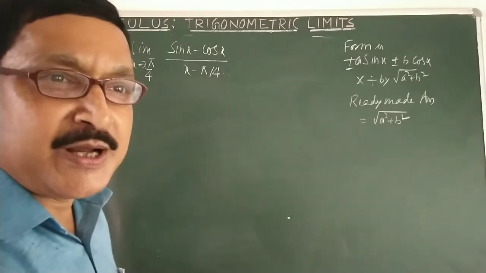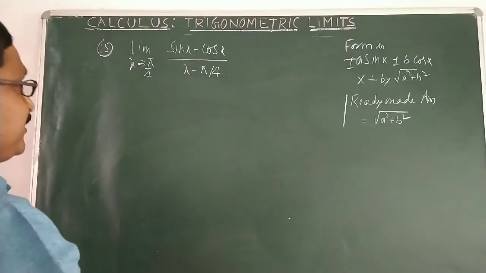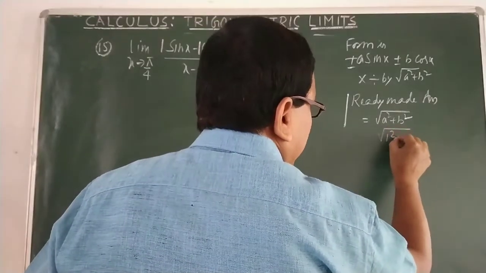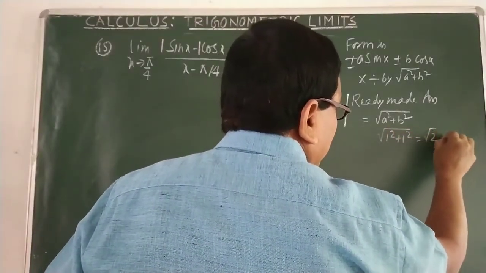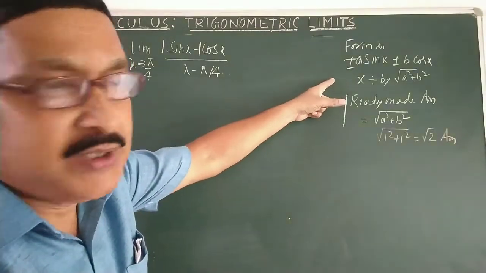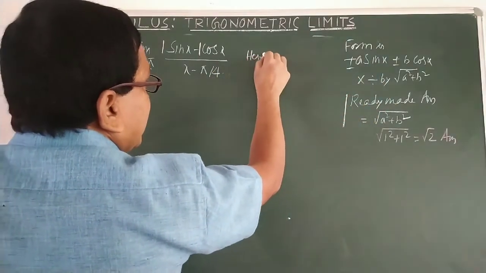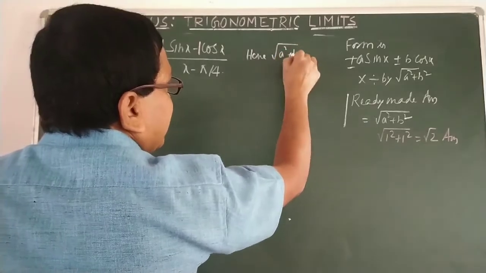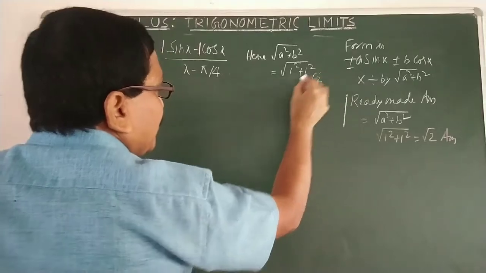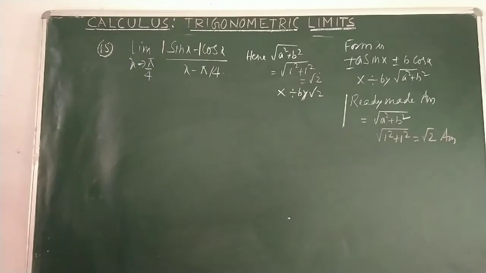If you want to do it in a competitive examination, the fastest trick is the ready-made answer. So a and b are 1 and 1, you can write 1 and 1. So your ready-made answer is root of 1 square plus 1 square, which is root 2. Now if you want to do it by the basic rule, then divide and multiply by root over a square plus b square, which is root 1 square plus 1 square, so this is root 2. Multiply and divide by root 2. So this is your basic rule, students.